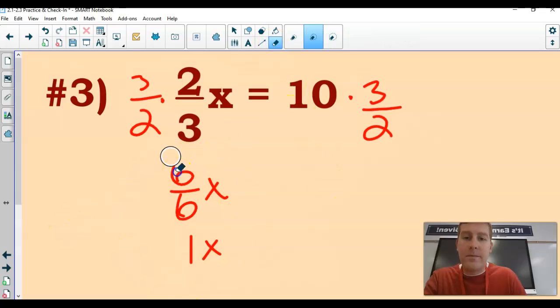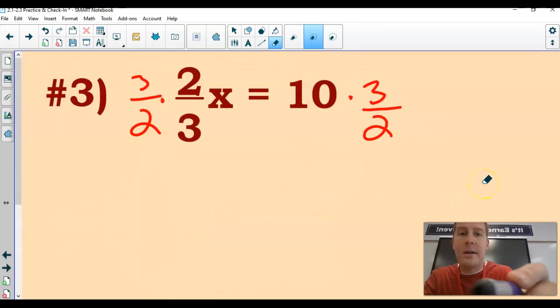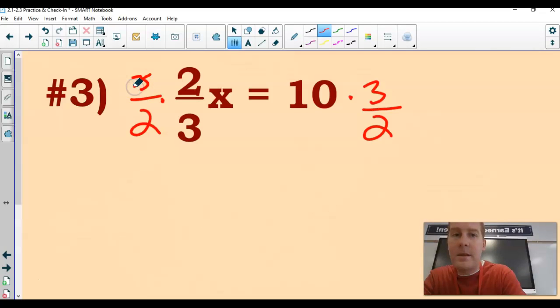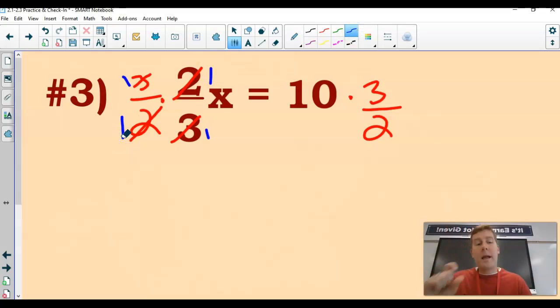Instead, we can just cross simplify. If I cross simplify these numbers, what is 3 divided by 3? That's 1, so those numbers cancel out to just 1. How about 2? What's 2 divided by 2? That's also just 1. So by multiplying by the reciprocal, you get your numbers to cancel out to become 1, and you know anything times 1 is itself. So x times 1 is just x.